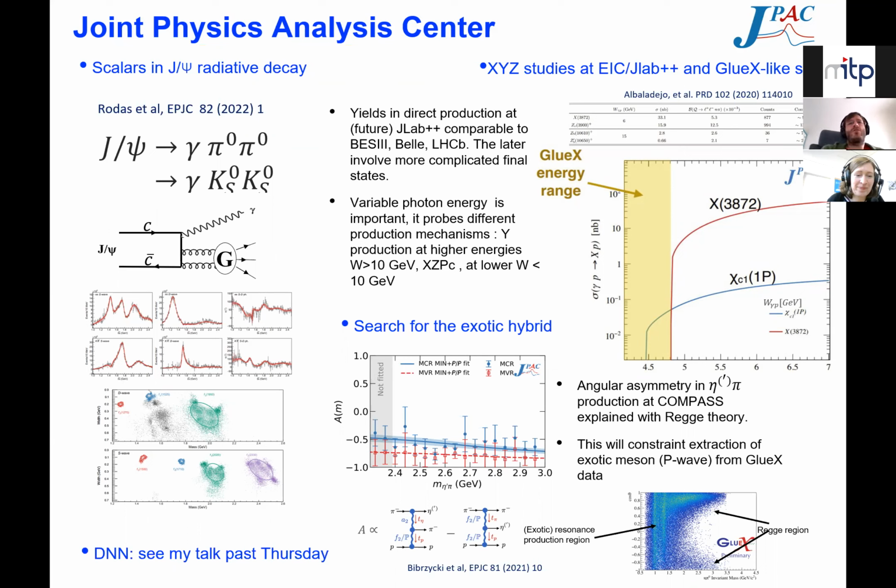We have also worked on XYZ production at facilities like GlueX, facilities like the Electron Ion Collider, or what is now being called EIC. And we have been working on the search for exotic hybrids, which is a continuation of the pi1 extraction. We have also been working on neural networks, but I'm not going to talk about that because I already did on Thursday. So these are the three topics that I'm going to try to cover briefly.